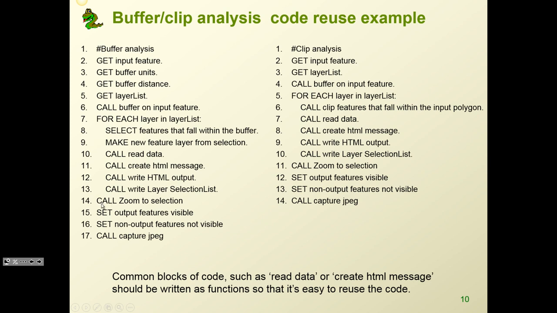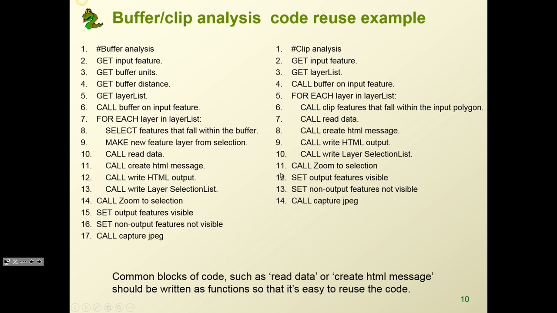And if you go on, there's a zoom to selection, a set output features to visible. So if you're doing both the buffer and the clip analysis, it might be worthwhile to write a couple of functions that say, like lines 14 through 17 of this pseudocode and lines 11 through 14 of this pseudocode really are just zooming, setting the output features to visible, turning off the non-output features, and then taking a screenshot. So all of those steps are in aid of creating a screenshot of the output.